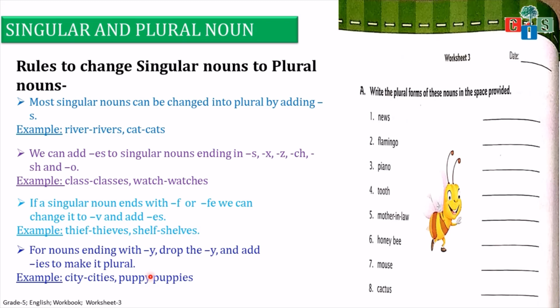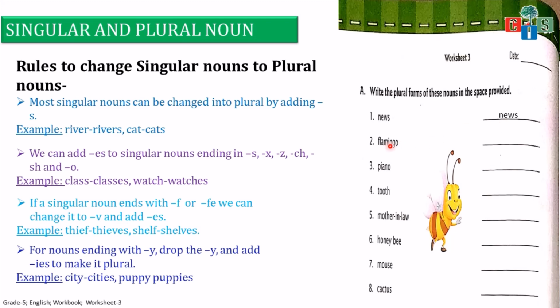Related to this singular and plural, we have one worksheet, that is worksheet 13 in our workbook. In that, the first word is news. Scholars, there are some exceptions also. News is a word which is already in plural form, so the answer will be news only.